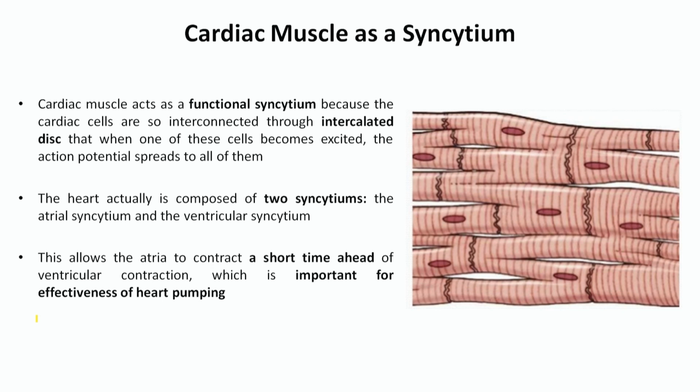Two important types of syncytium are there: one is the atrial syncytium and the other is the ventricular syncytium. Atrial syncytium means the atria contract at one time and the ventricles contract at another time. This allows proper filling of the ventricle. The atrium will contract and then the ventricle will contract, so they are not contracting together. This helps in the effective pumping of blood from the heart.